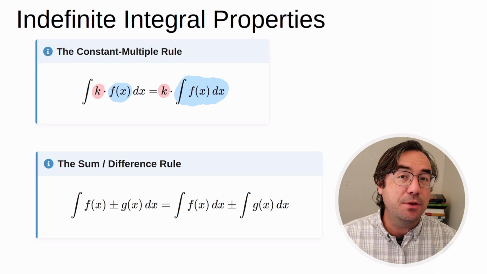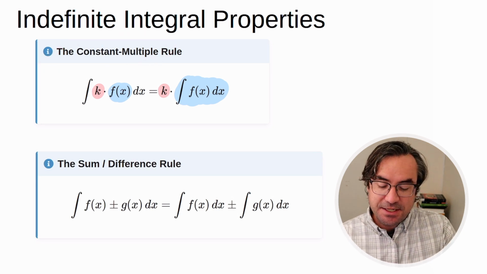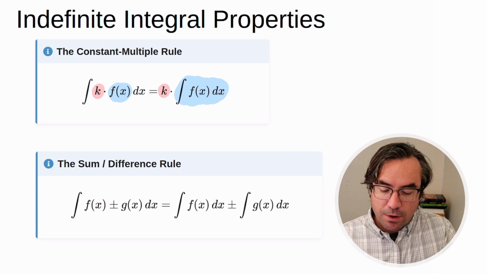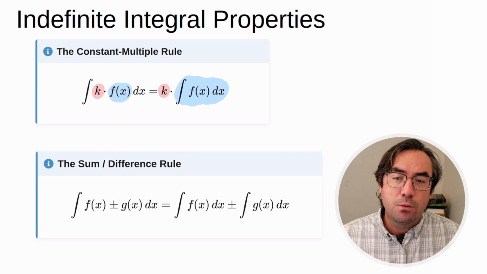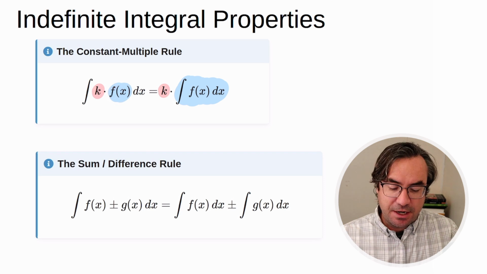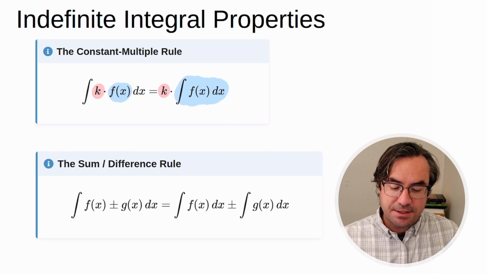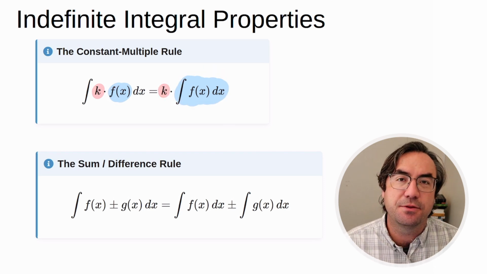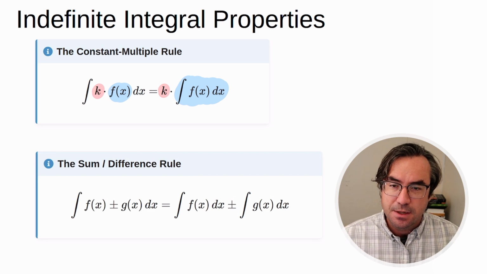As a reminder, what this rule says is if we're trying to find the antiderivative where we have a constant k multiplying some variable stuff, what we can do is focus in on that variable stuff, get the antiderivative for that, and then just multiply the result by that constant.